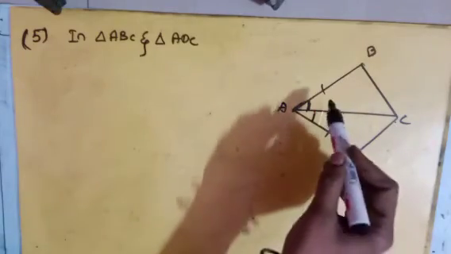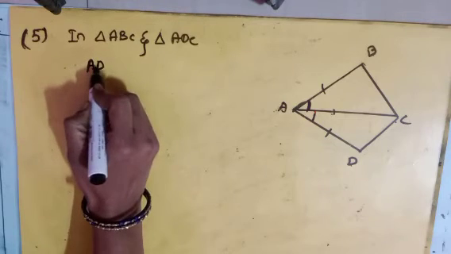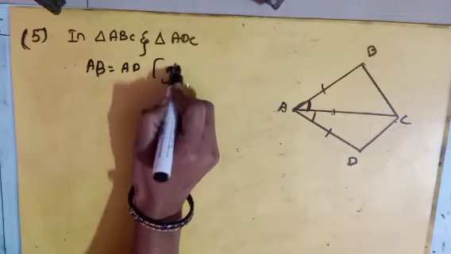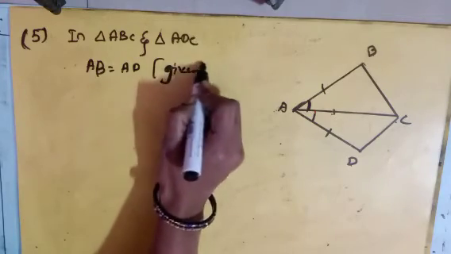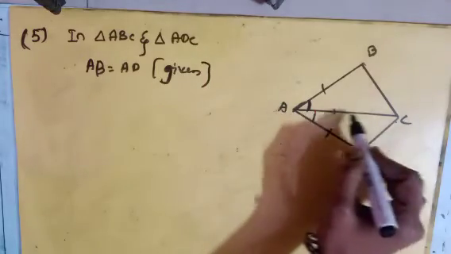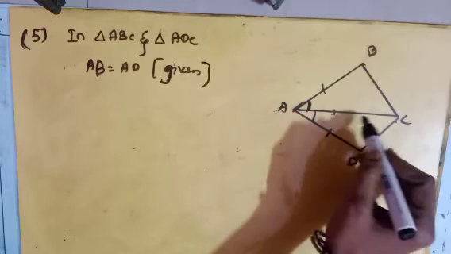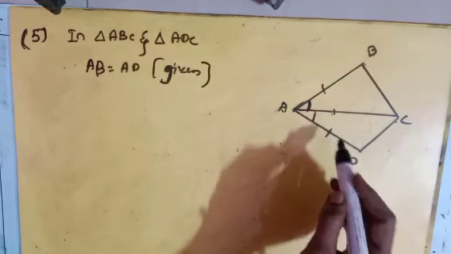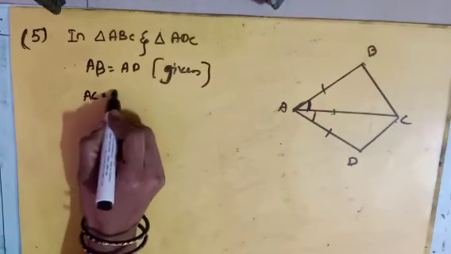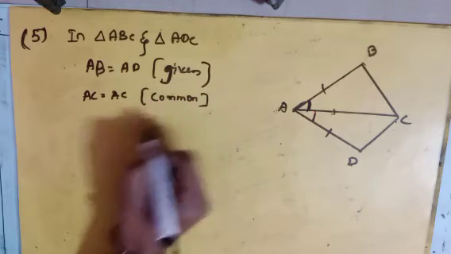Next, what is given? AB equals to AD. Let me write here AB equals to AD. It is given. In these two triangles, the sides AB equals to AD. And AC is the line segment which bisects the angle A. AC is the side which is common to both the triangles. So AC is common to both the triangles.